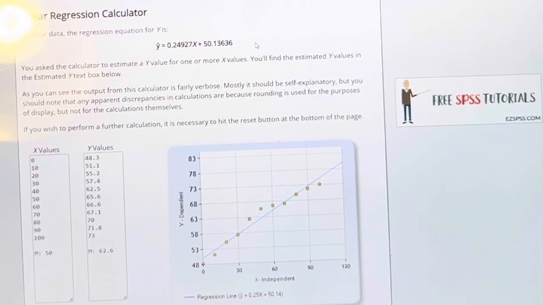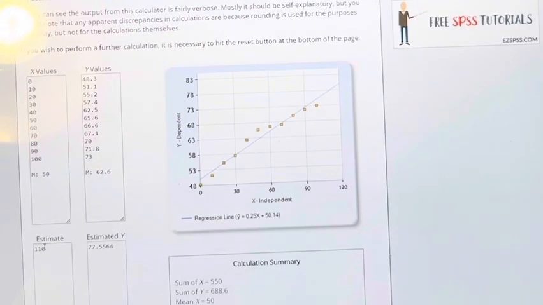So we get that equation, and then we just have to plug in 2010 into the equation. 2010 is 110 years since the year 1900, so we plug in x is equal to 110 into this equation, and we get our y value. This calculator does it for us, so our estimate for 110 is 77.55. So it's the expected life expectancy for somebody born in the year 2010 based off of our previous data.